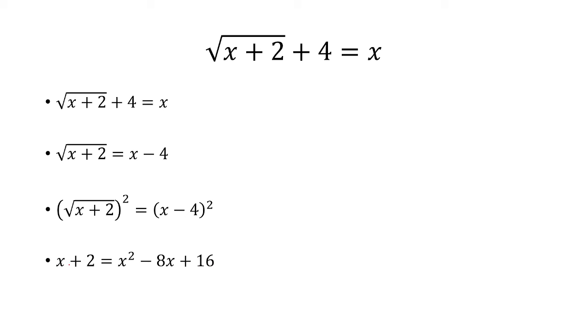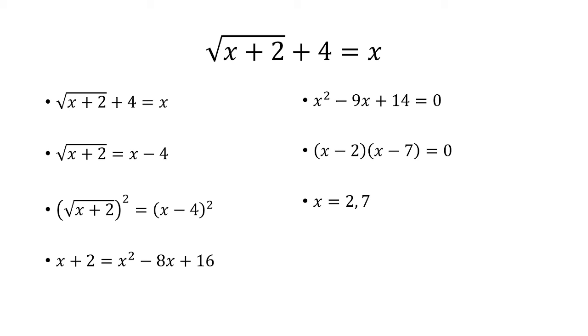Let's subtract the x and the 2 from both sides. We get x squared minus 9x plus 14 equals 0. Factor that out into x minus 2 times x minus 7. Set each one of those equal to 0 and get x equals 2 and 7. Now you want to plug it back into the original problem.